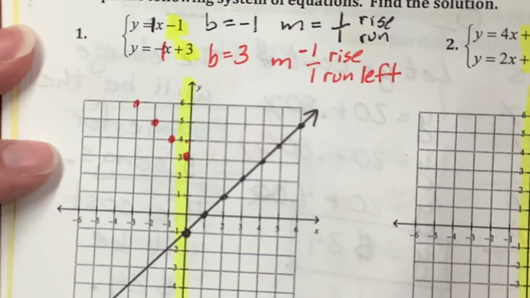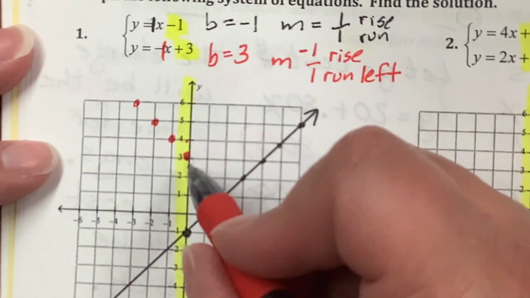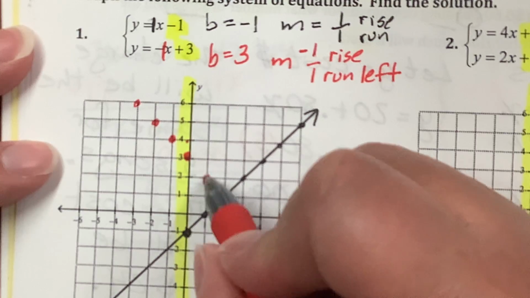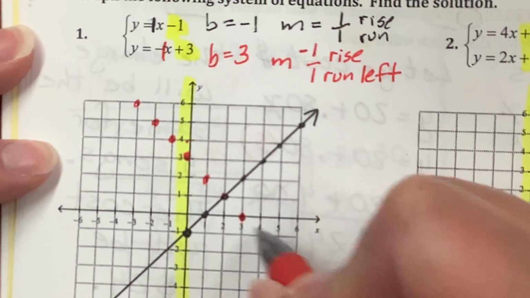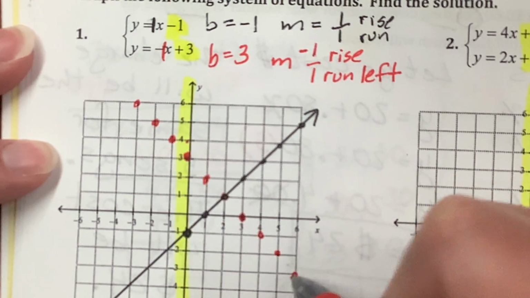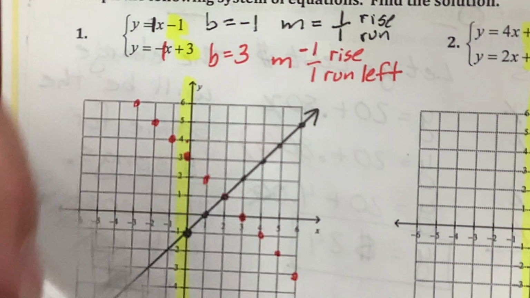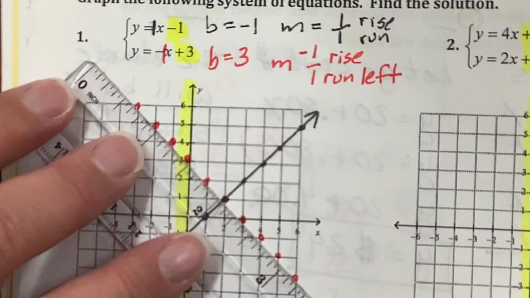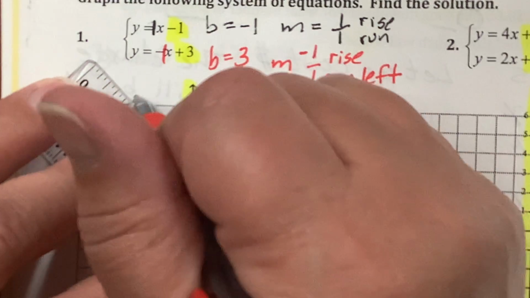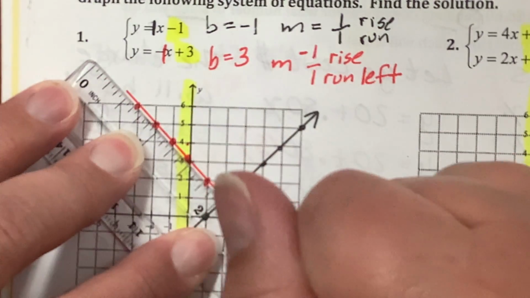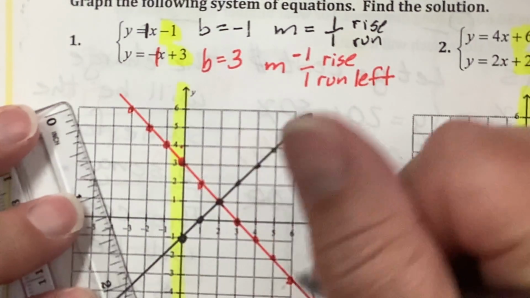Oh, I got a lot of points, but I know me. I like lots of points. So I'm going to go down 1 and right 1, continuing the pattern all the way across my whole graph. And, look at that. Connect all those nice dots. Here we go. Arrows, arrows.